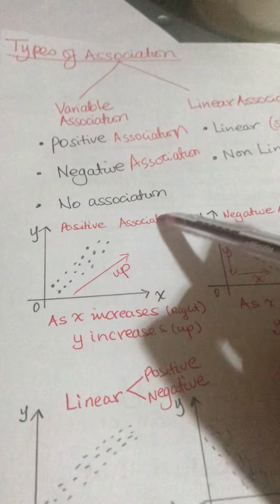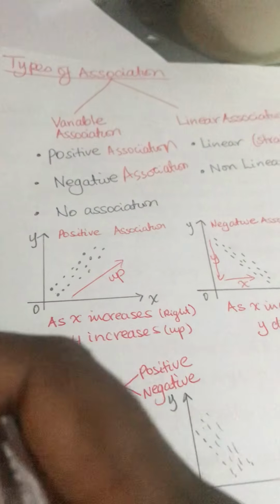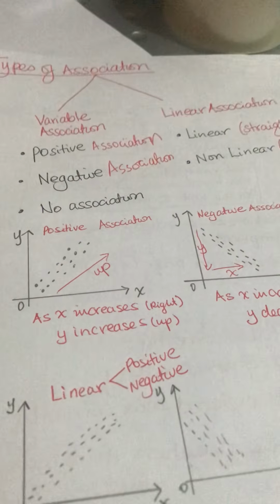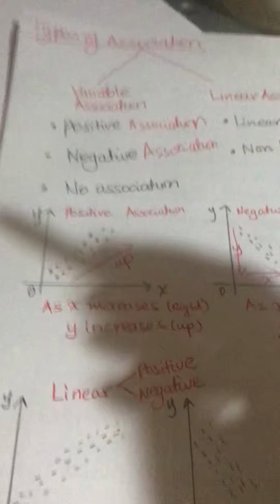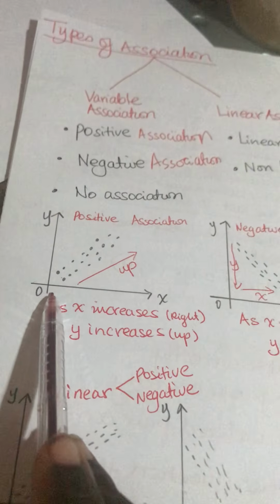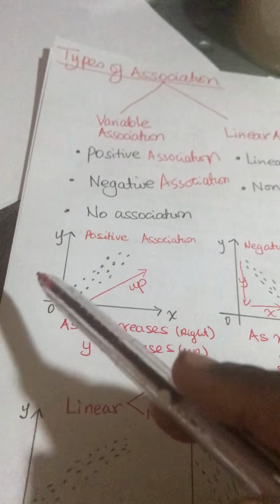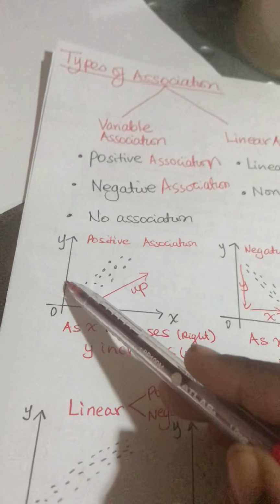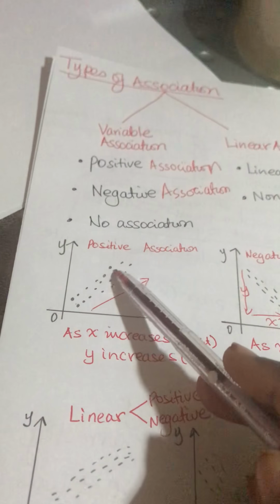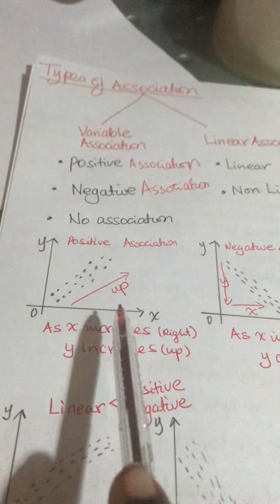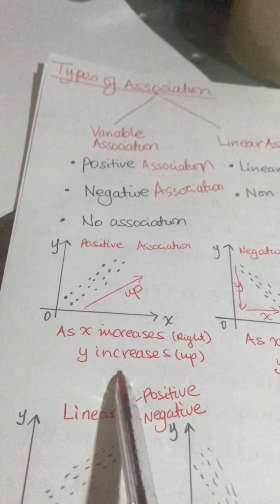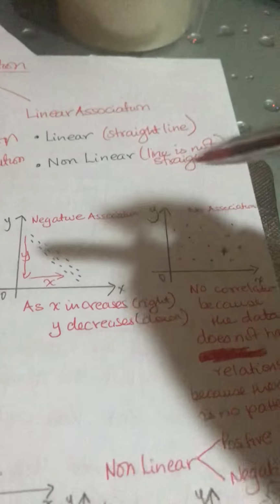Now, what is a positive association? If your points are going up, then you're positive, okay? And how do you describe it? As x increases, that means x is going to the right, y is also increasing. Your points on y are increasing. You see, your line is going up. So positive means you use increase, okay, on both x and y.